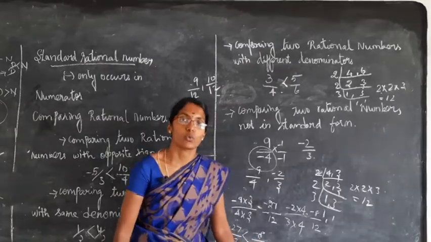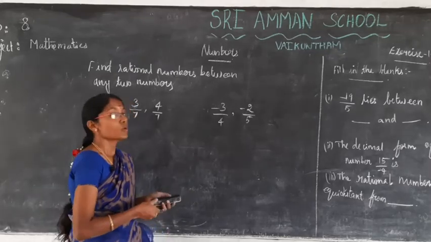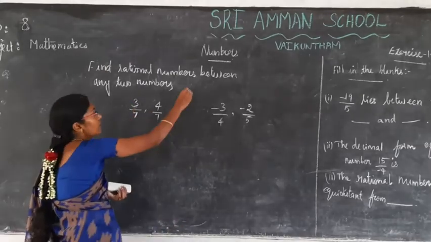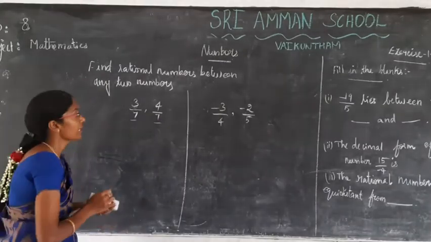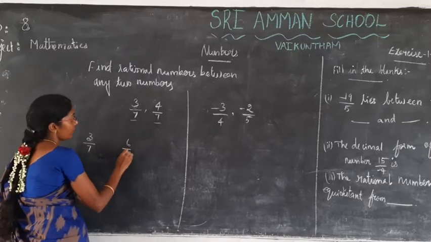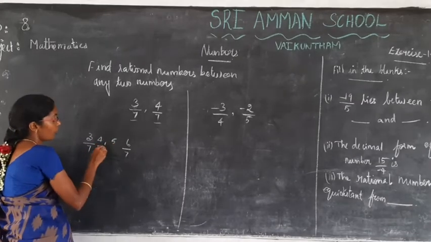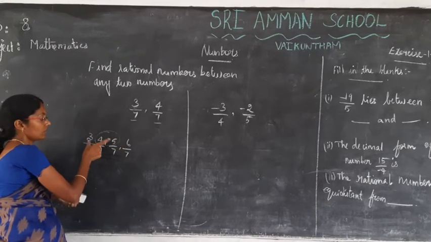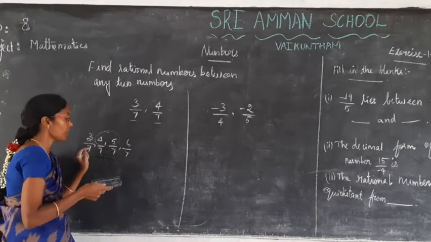Okay. So the next one is about finding the rational numbers between any two numbers. How will you find a rational number between any two numbers? If the denominators are the same, we can find. See here, if it is 3 by 7 and we have to find between 3 by 7 and 6 by 7, you yourself know. 3, 4, 5, 6. So 4 by 7 and 5 by 7, 4 and 5 are between 3 and 6. So we can easily say that 4 by 7 and 5 by 7 are rational numbers between 3 by 7 and 6 by 7.